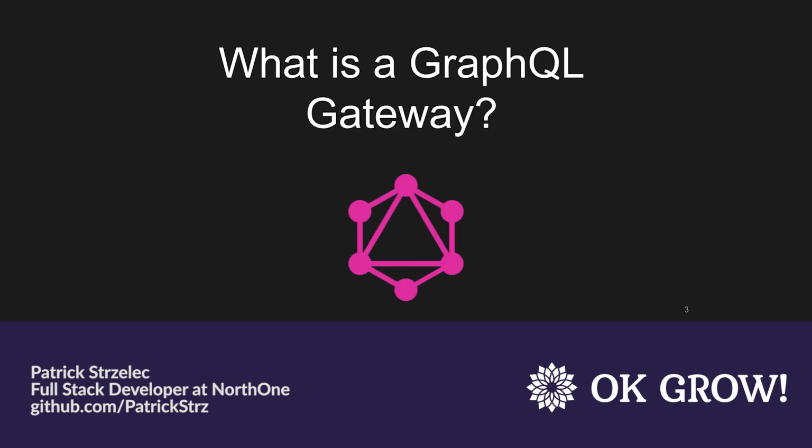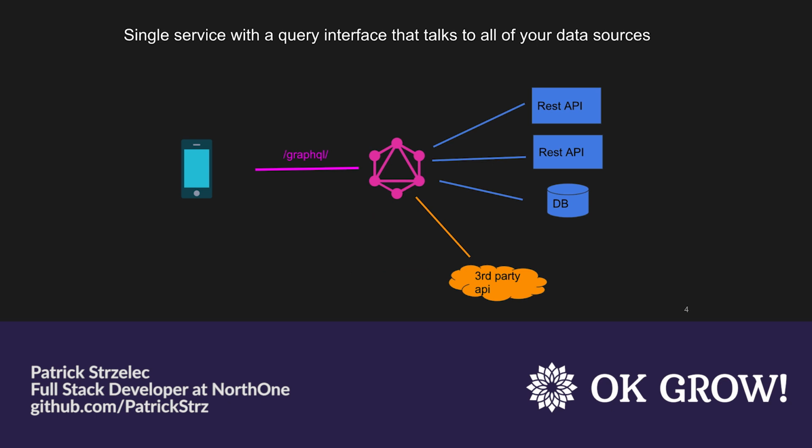So what is a GraphQL gateway? I like to think of it as a single service with a query interface that talks to all of your data sources. A data source could be anything: REST API, database, mock data, markdown file. You probably all know what GraphQL is already, but basically your mobile app just sends one query over the wire, and then the server resolves it to a bunch of different data sources and returns back one payload.